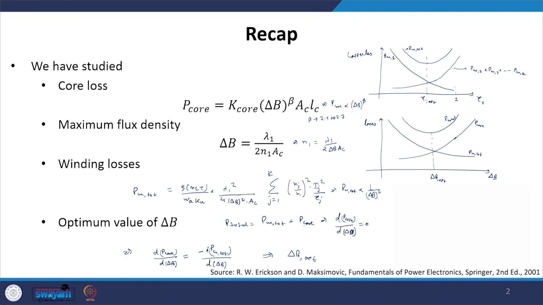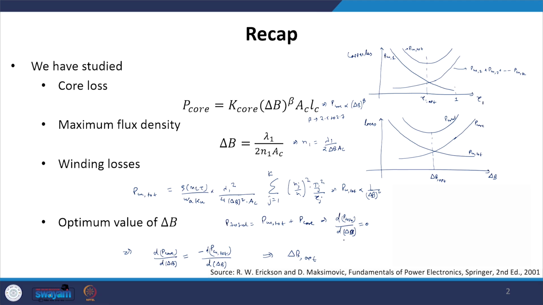For that condition, we get that the differentiation of core loss with respect to delta B equals minus the differentiation of P CU total with respect to delta B, and that gives us the optimum value of delta B. This is one way of obtaining the optimum value of delta B. You can do further advanced optimization to obtain the best possible delta B, for which the overall power losses in the transformer are minimal.